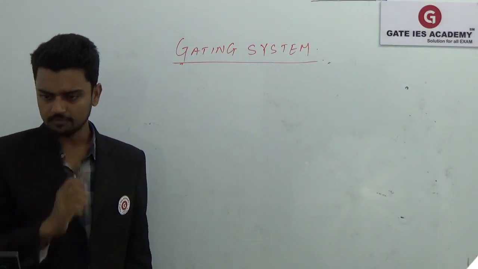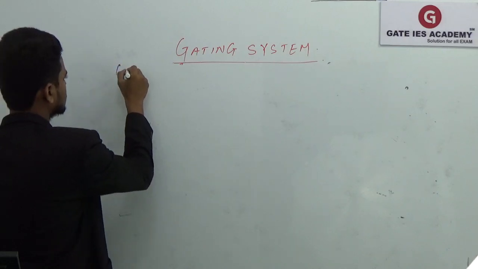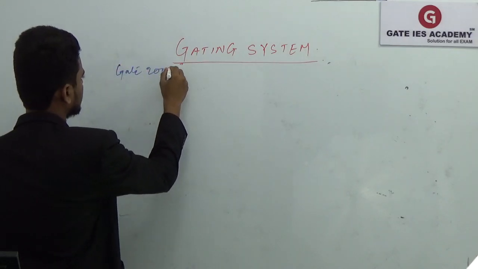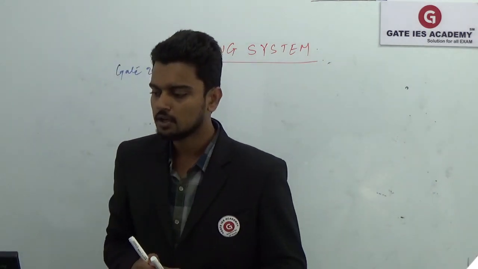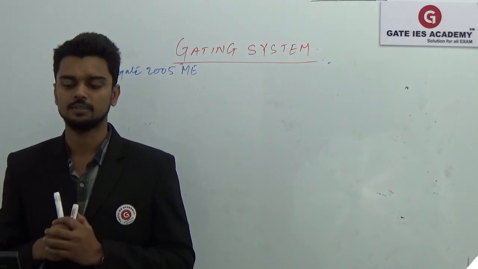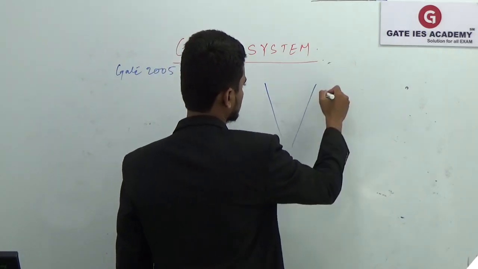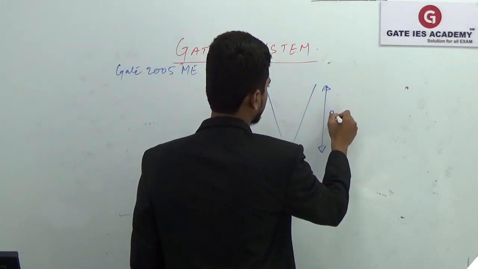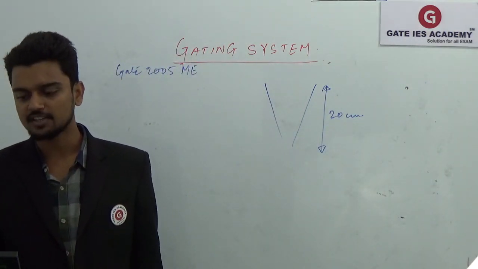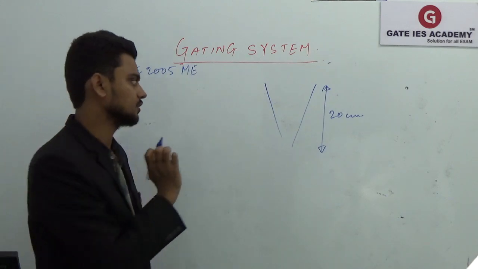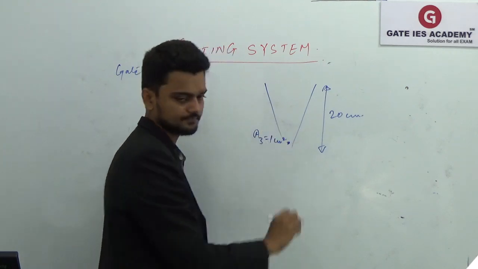Now the next question we have from mechanical engineering in 2005. This is GATE 2005 ME, and the question is: a mold has a down sprue whose length is 20 centimeter, and the cross-sectional area at the base of the down sprue is 1 centimeter square. Here A3 equal to 1 centimeter square.